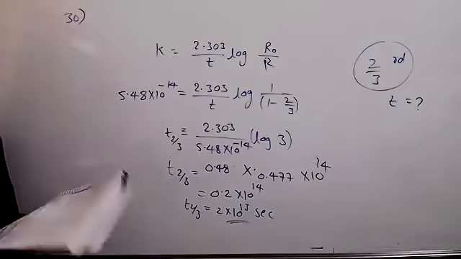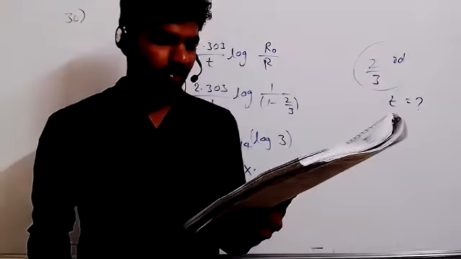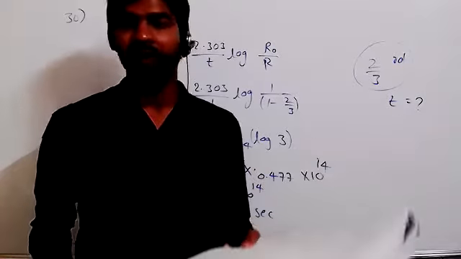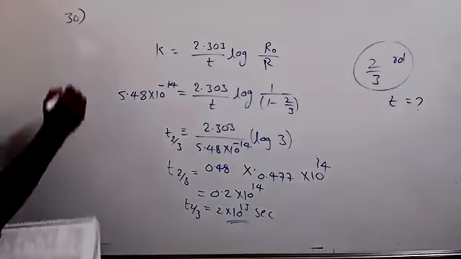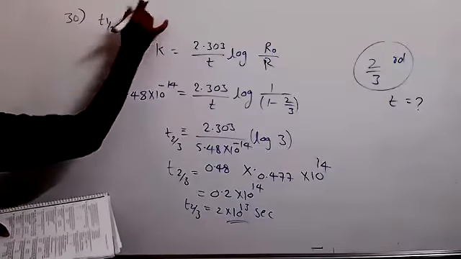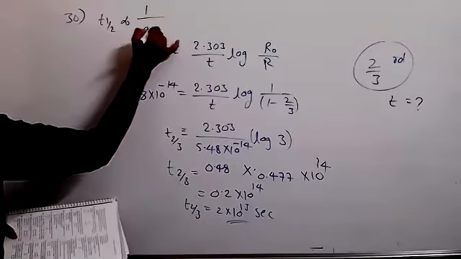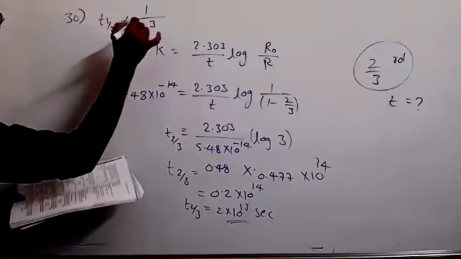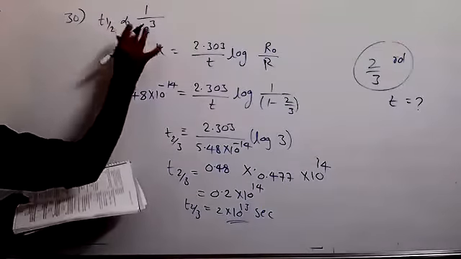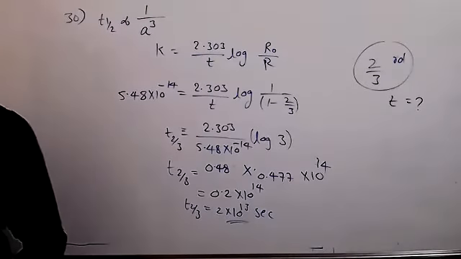See question. Half-life of a reaction is found to be inversely proportional to the cube of initial concentration. The order of a reaction is? So here given is half-life of some reaction is inversely proportional to concentration of A power 3. Cube of initial concentration, correct. A is initial concentration. So then what is the order of reaction?